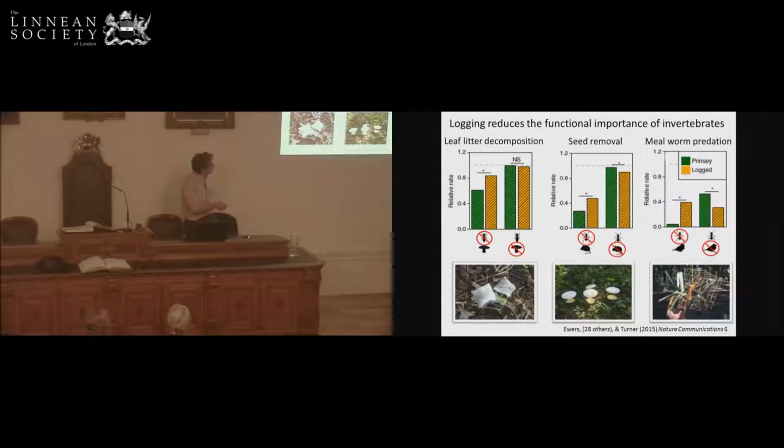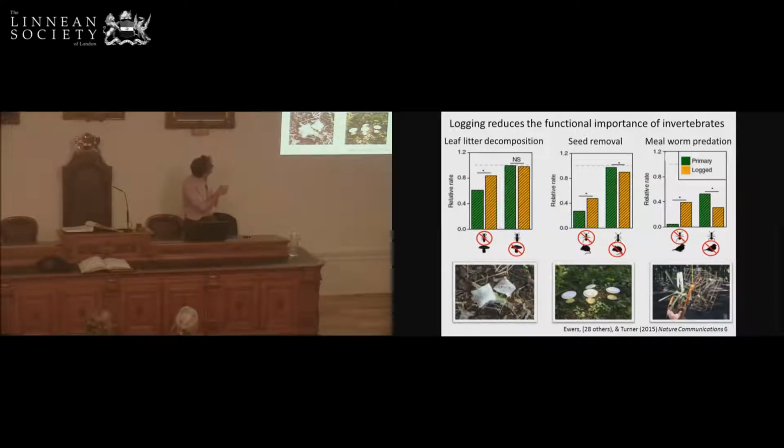What we did here was basically put out little, you can buy mealworms for birds, these little grubs that birds will eat. You can put them out into a rainforest and you can see how quickly they're eaten. So they're quite a good measure, again, of how predation is changing. And what we did here overall was exclude insects from primary forest in green and secondary forest in yellow. So what you can see here, at the top here, is no change in decomposition, no change in seed predation, no change in mealworm removal, comparing forest in green and log forest in yellow.